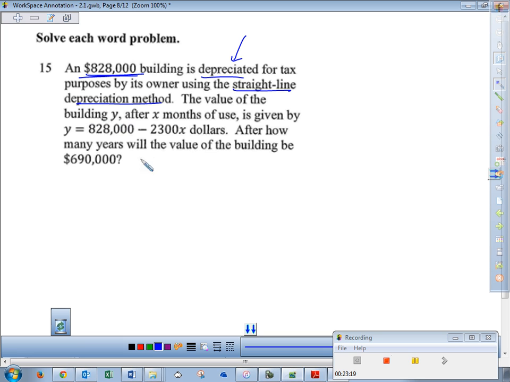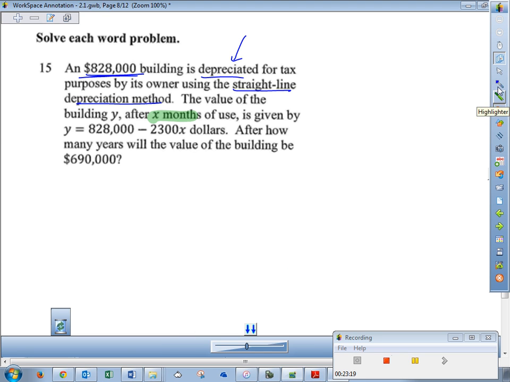The value of the building Y, they straight up tell you what Y stands for. That's the value of the building after X months, they straight up tell you what X stands for, is given by this equation. They straight up give you the equation. After how many years, they want to know after how many years, will the value of the building be this much money, right? They give me the value of the building.